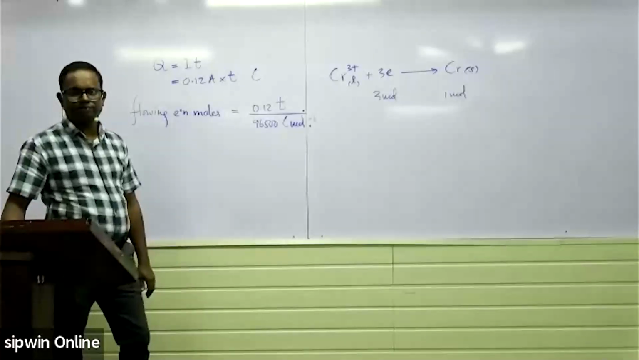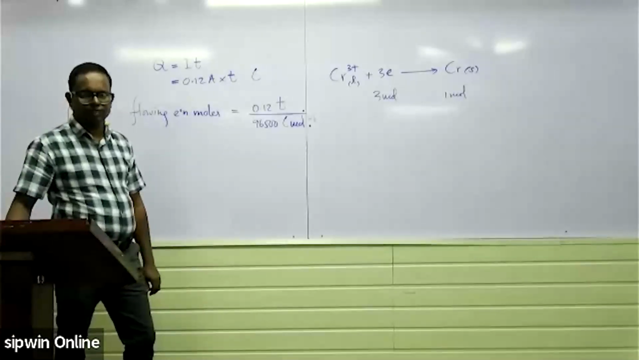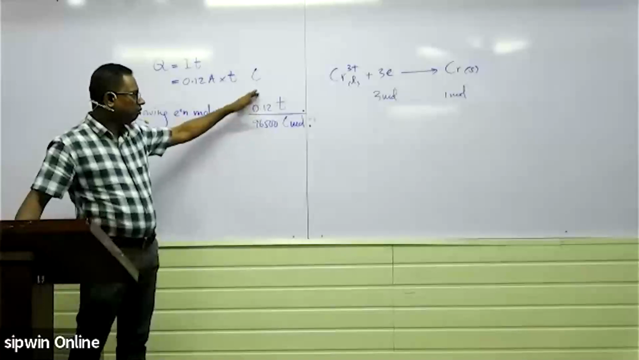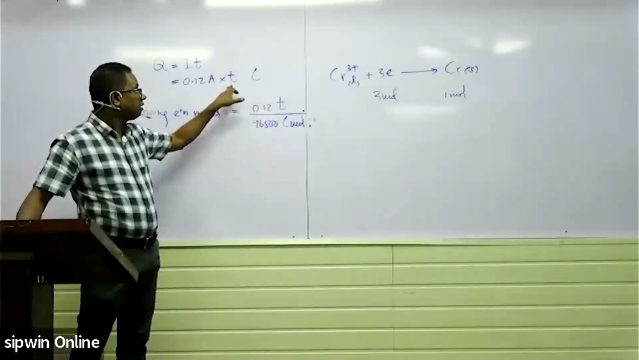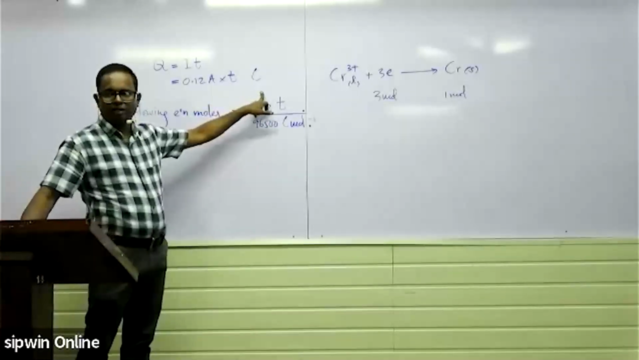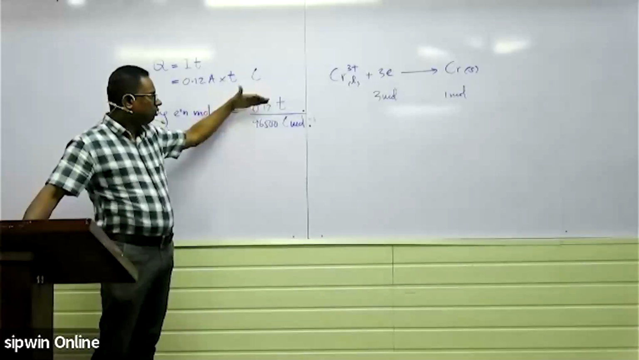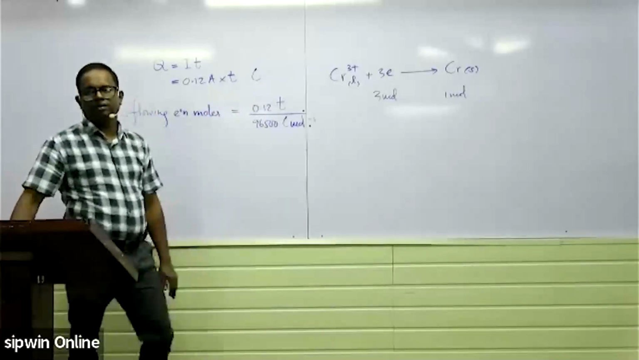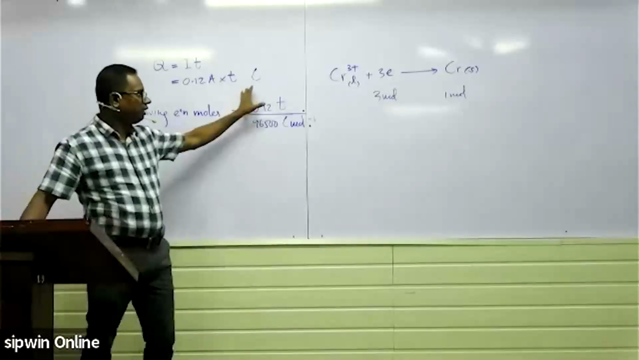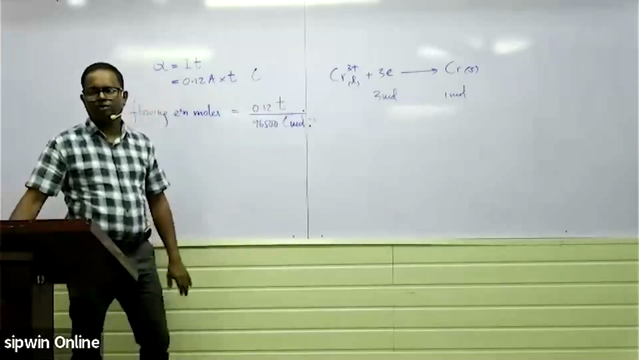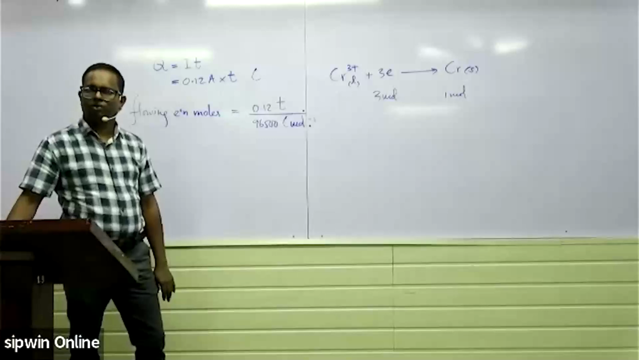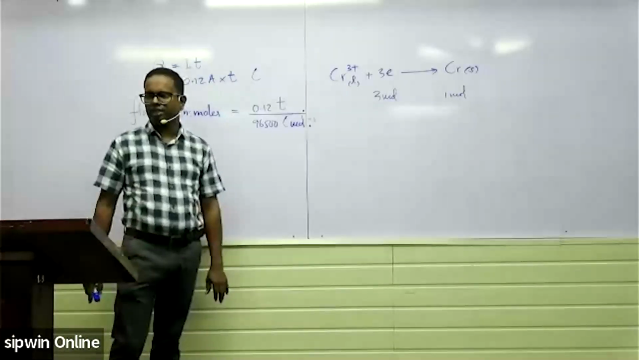I divide the coulombs by the Faraday value, with that I can have the number of electron moles. T I use as the time. How much of electron moles do I need there?